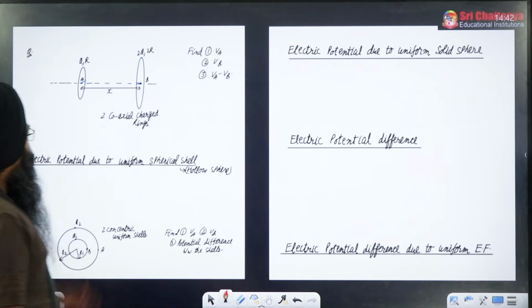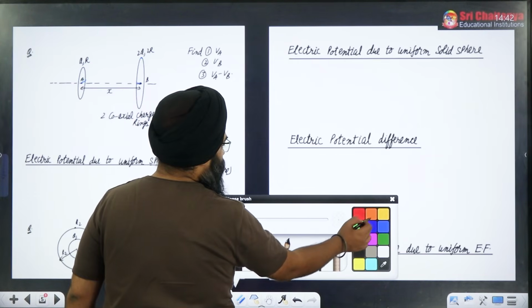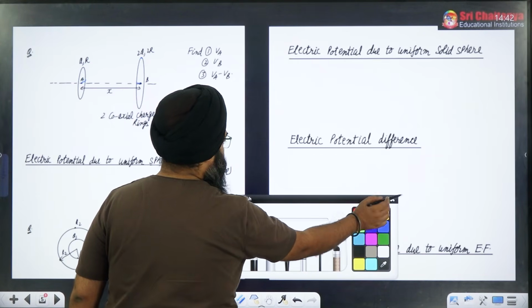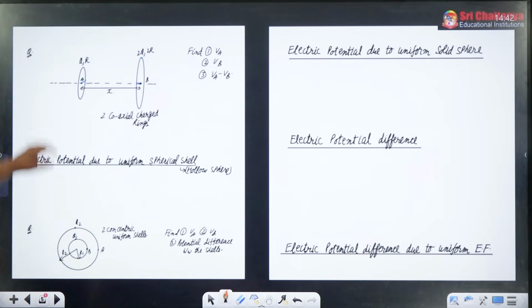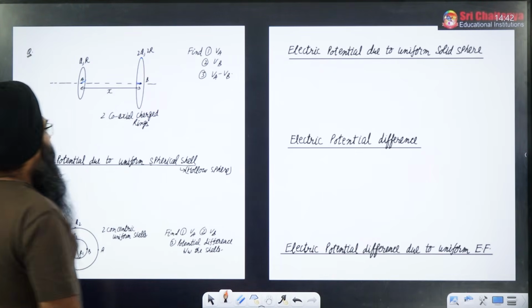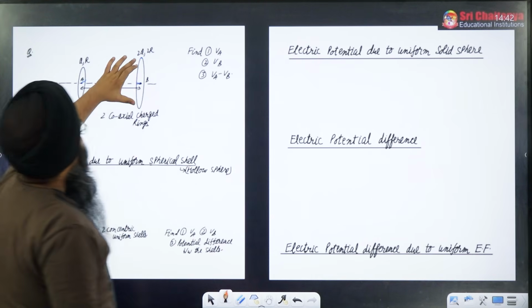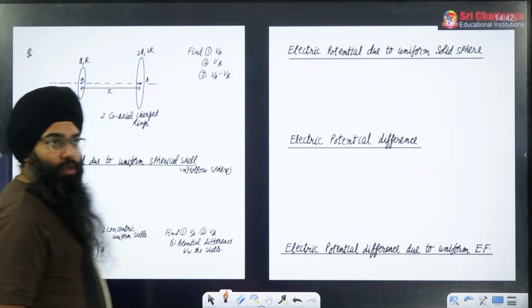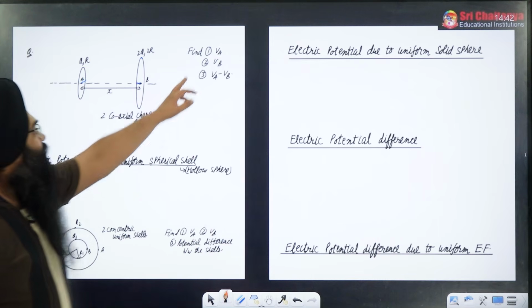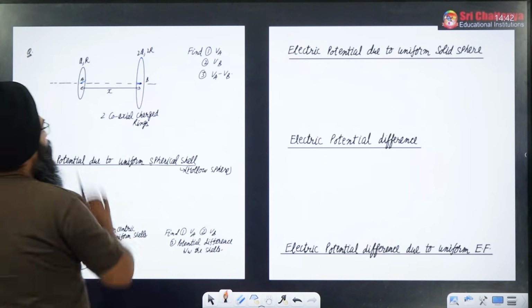Based on that, I have one question here. Let's discuss that question, a very simple question. They are saying that there are two coaxial rings. Coaxial means the axis is the same. In these two coaxial charged rings, one ring has charge q and radius r, and another ring has charge 2q and radius 2r. You have to find the potential at point A, potential at point B, and potential VA minus VB. So how will you do it?